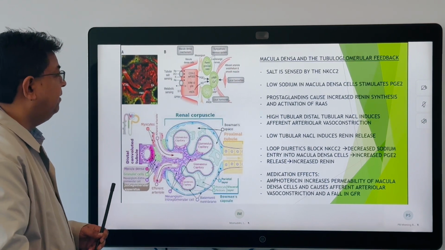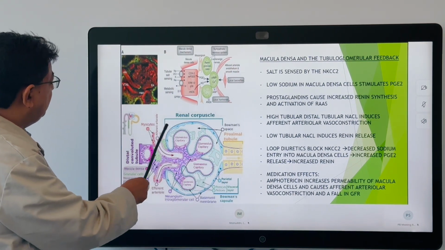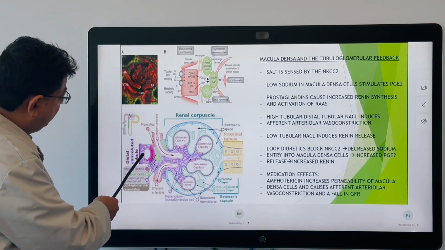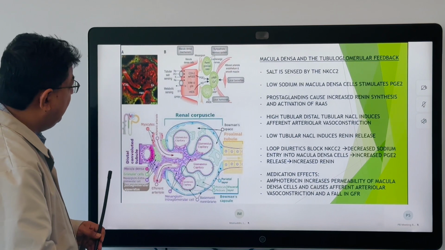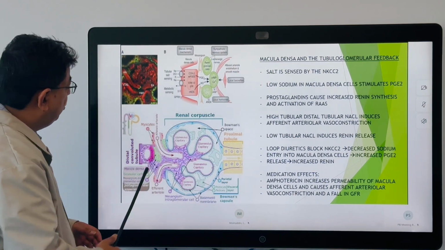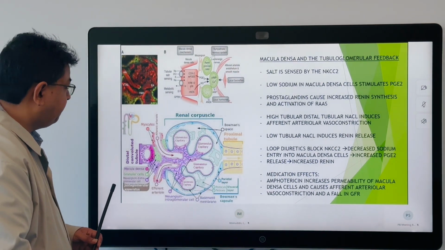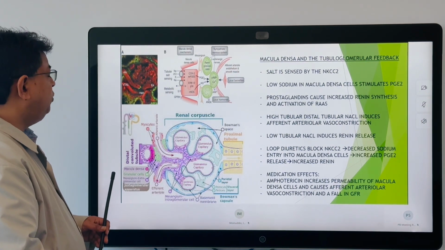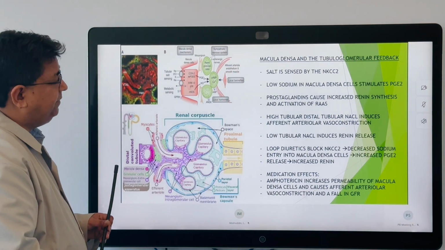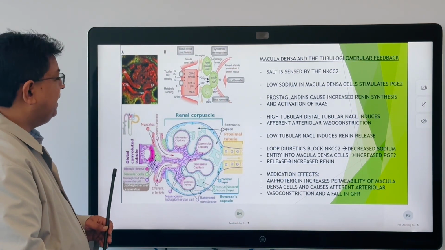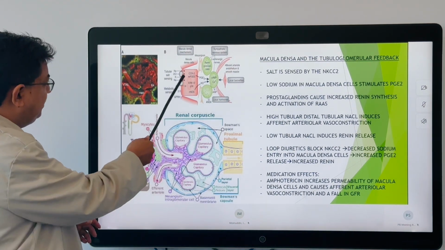This is the macula densa, and the macula densa is present at the junction of the distal convoluted tubule and the glomerulus. The macula densa has the sodium-potassium 2-chloride channel, which we all know is acted upon by the loop diuretics. The sodium-potassium 2-chloride transporter, of course, is present in the thick ascending limb of the loop of Henle. It has a major function in the macula densa as well.